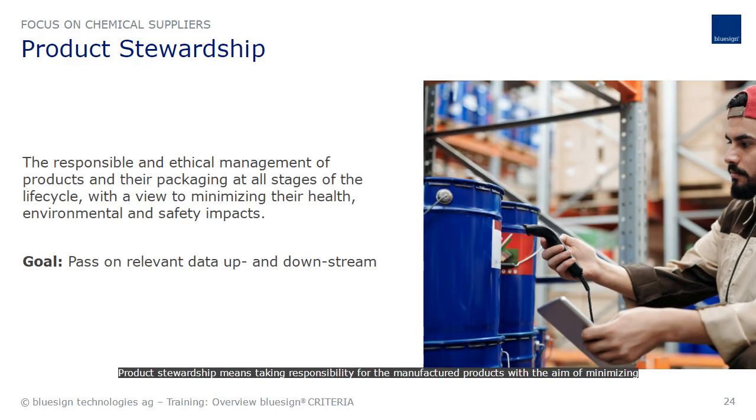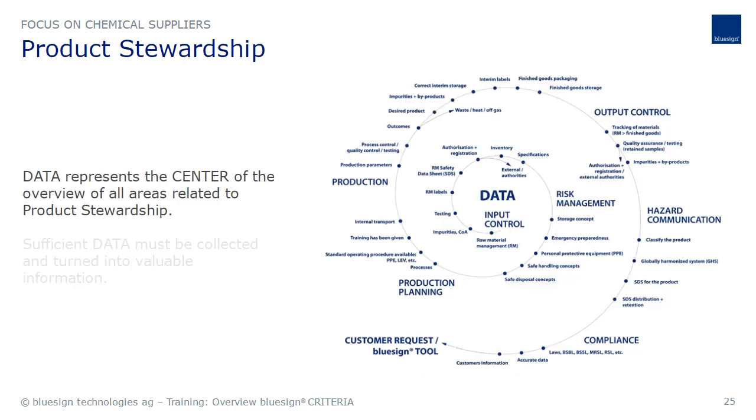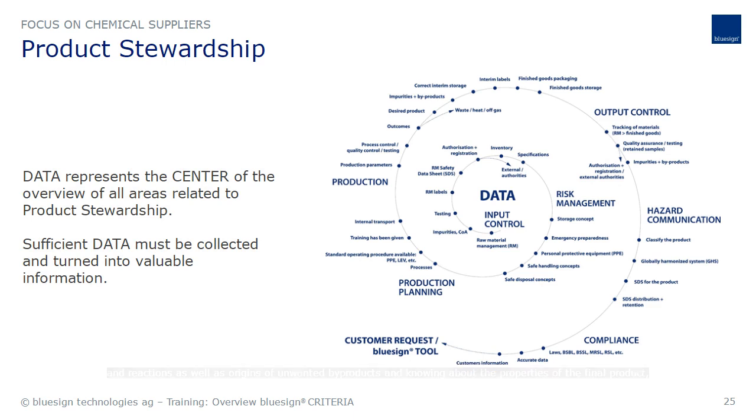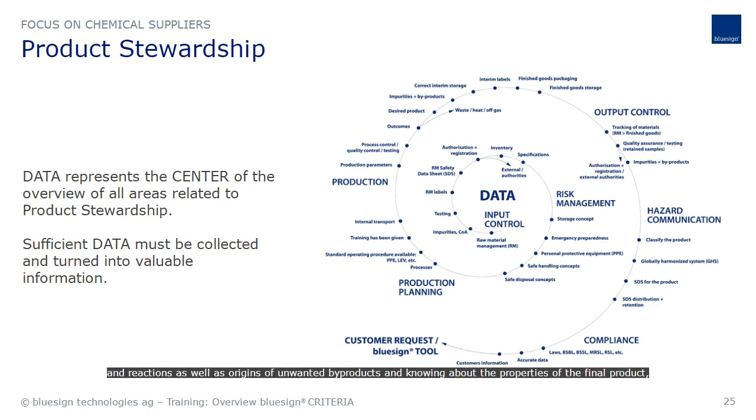Product stewardship means taking responsibility for the manufactured products, with the aim of minimizing any negative impact they may exert on the health and safety of workers or consumers, or on the environment. This means knowing about the inputs of production and their critical impurities, knowing about the processes and reactions, as well as origins of unwanted byproducts, and knowing about the properties of the final product, as well as passing on all relevant information to suppliers and customers.